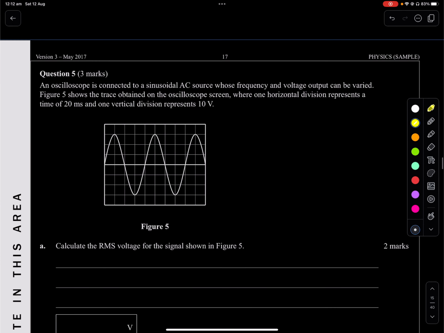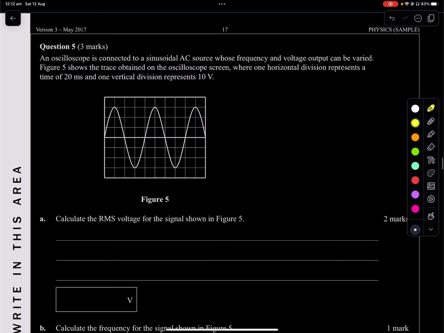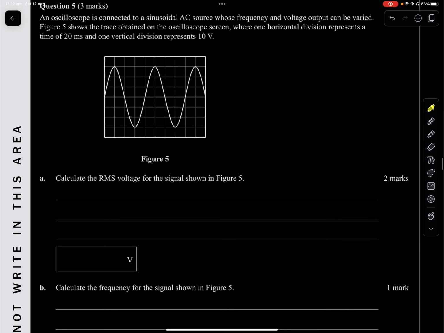Perfect. An oscilloscope is connected to a sinusoidal AC source whose frequency and voltage output can be varied. Figure 5 shows the trace obtained on the oscilloscope screen, where one horizontal division represents a time of 20 milliseconds, and one vertical division represents 10 volts. So this over here is 10 volts. Calculate the RMS voltage for the signal shown.